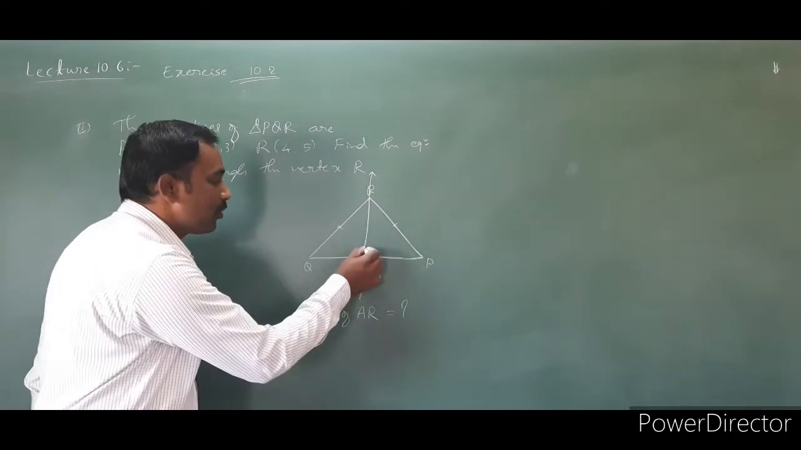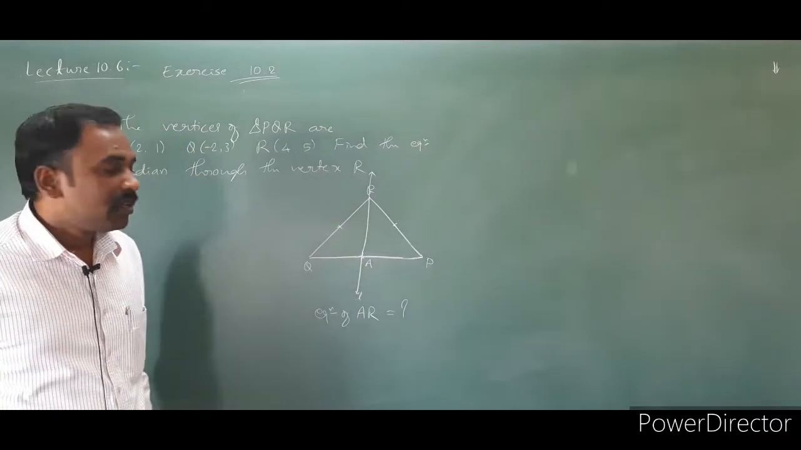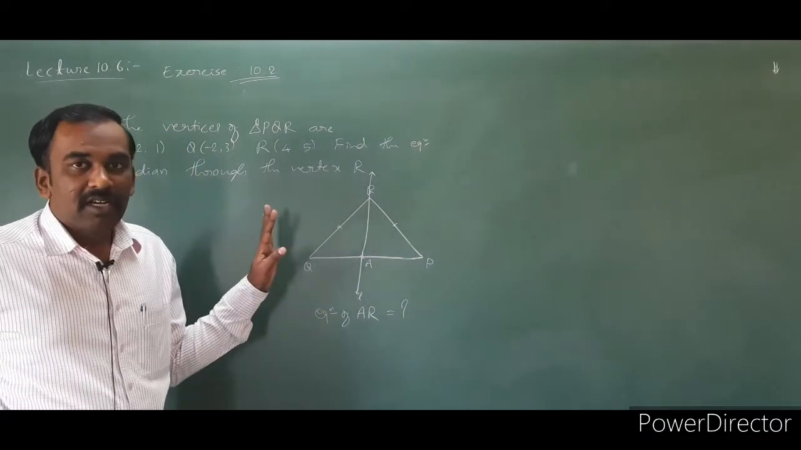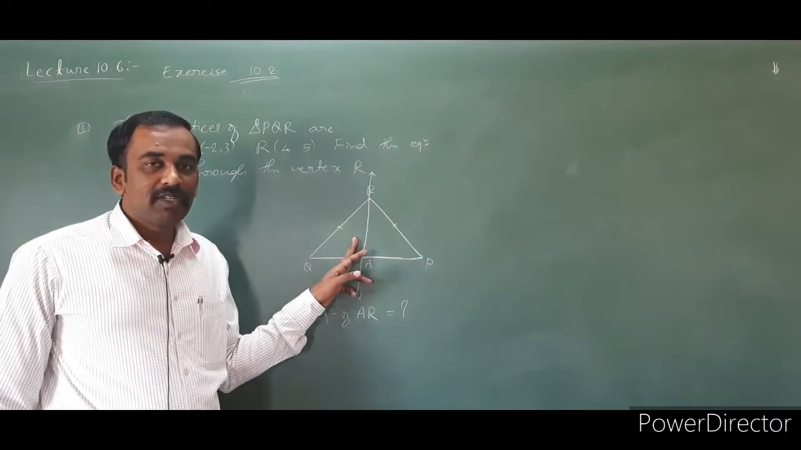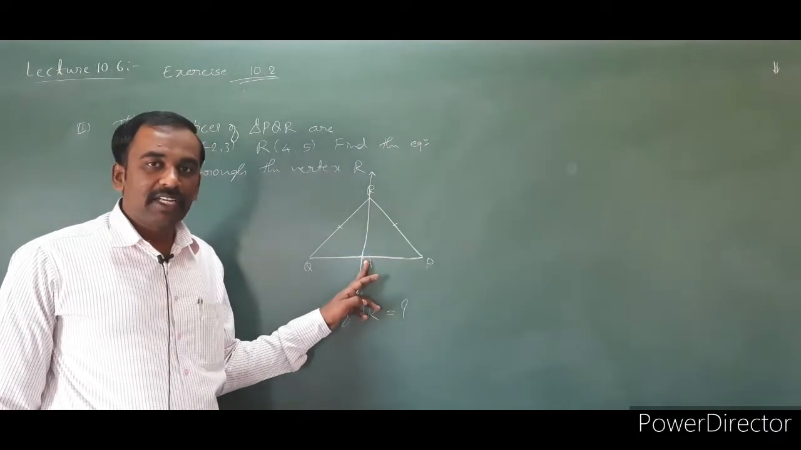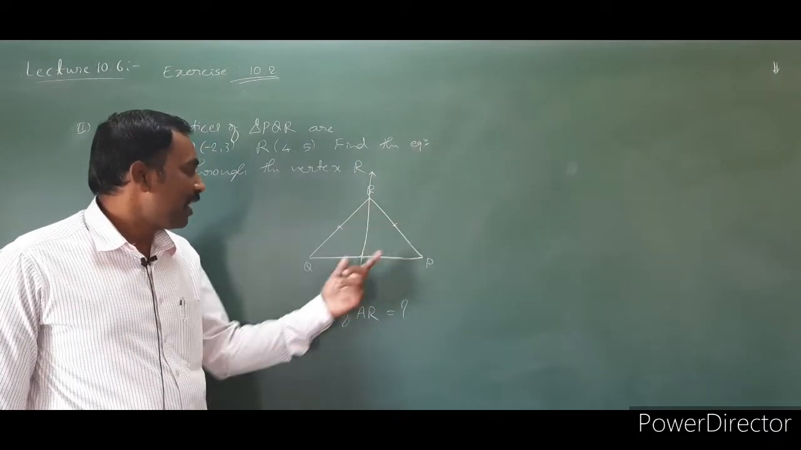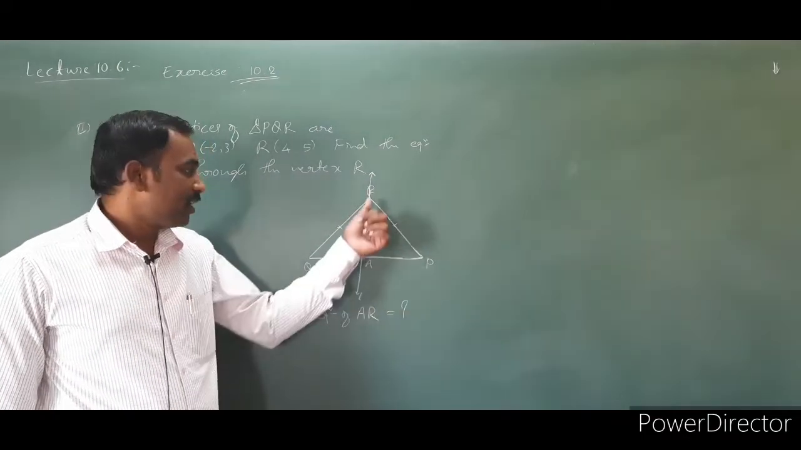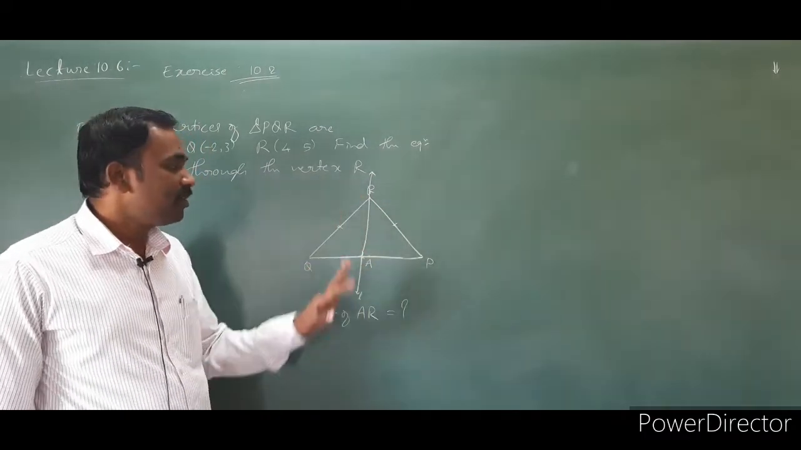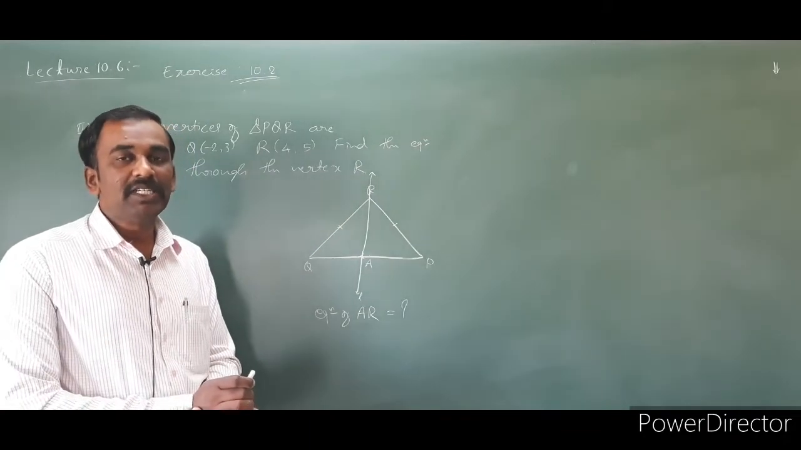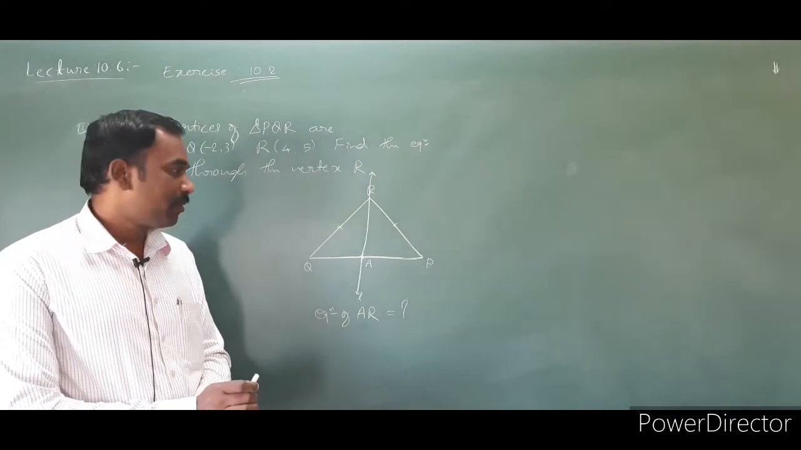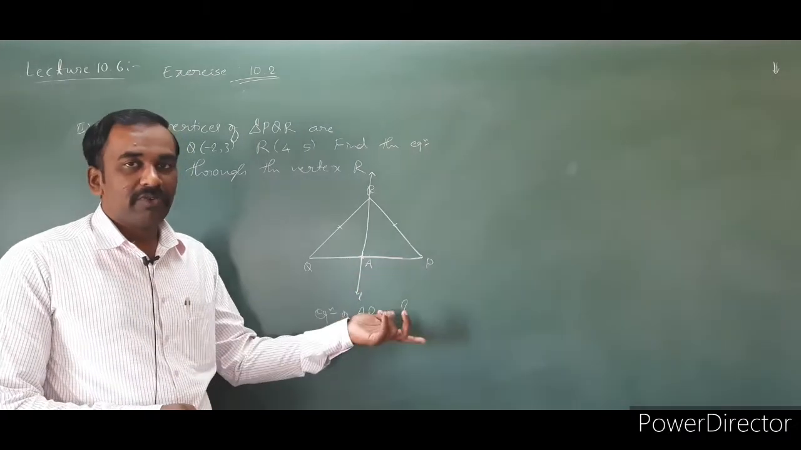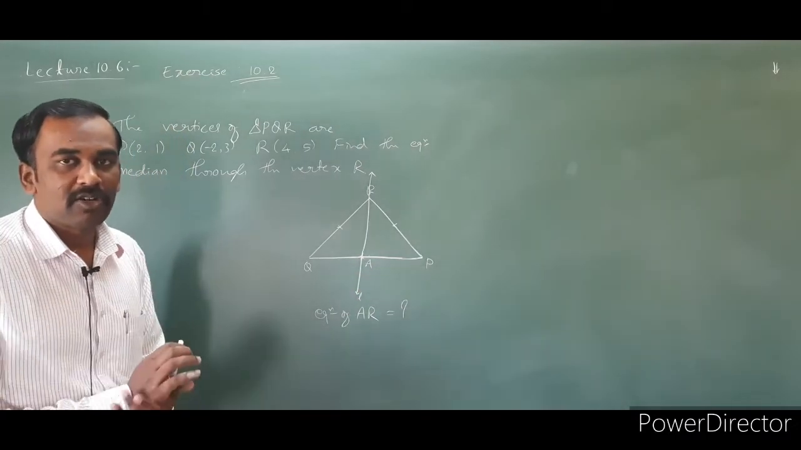Then how do you find the equation of AR? One point is known. Is it possible to get the slope? If it were perpendicular, we could get the slope. How? Because RA would be perpendicular to PQ, so we would get the PQ slope, and the negative reciprocal would give the slope of AR. But it is not possible, because we do not know whether it is perpendicular or not.